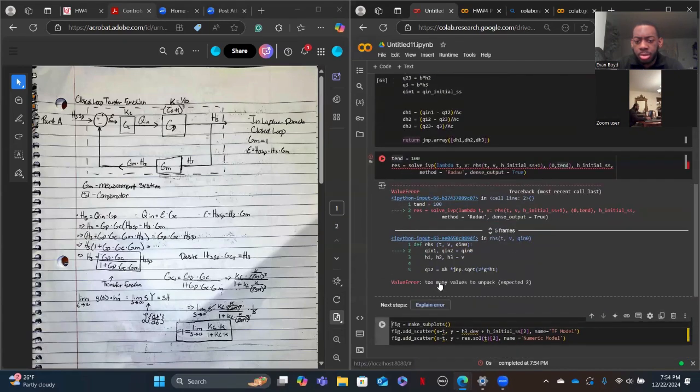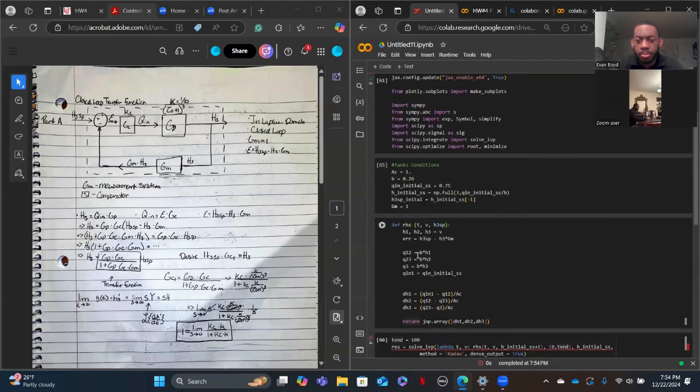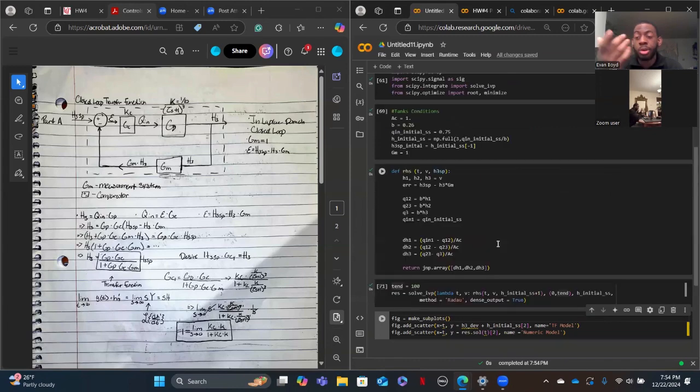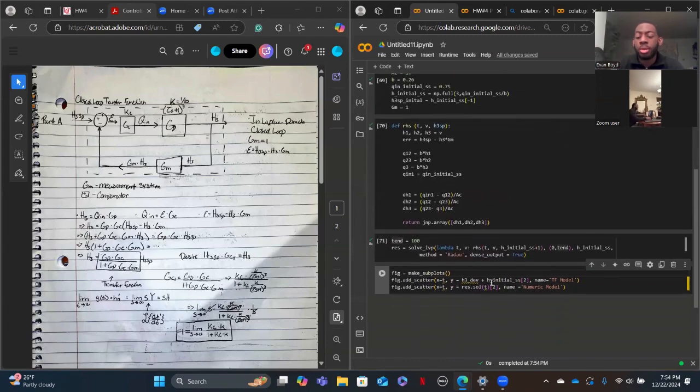Now, what's the problem? We don't have that anymore. I forgot to shift enter. I forgot to shift enter everything. Okay, now we should be good. Perfect. So now we can actually graph this out.